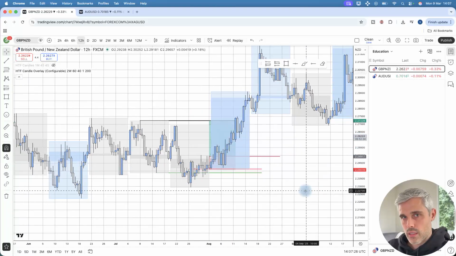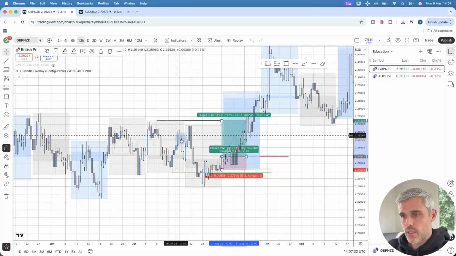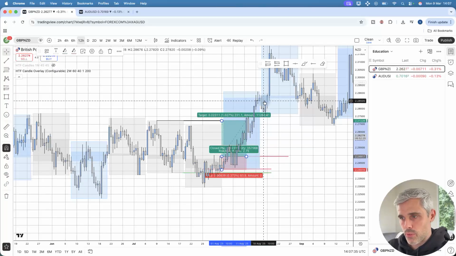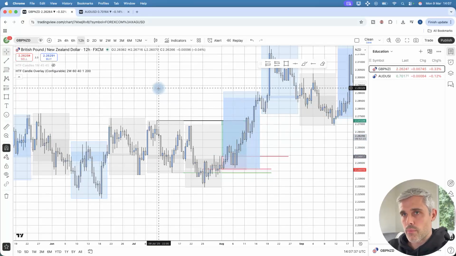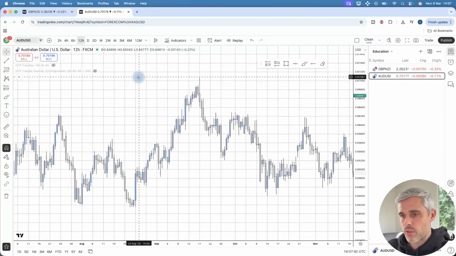This is how to trade. This alone will make you a profitable trader, because this is how markets move. They accumulate, manipulate, and then distribute. Let me show you this on another pair. So AUDUSD. I'm just going to take these higher time frame candles away.